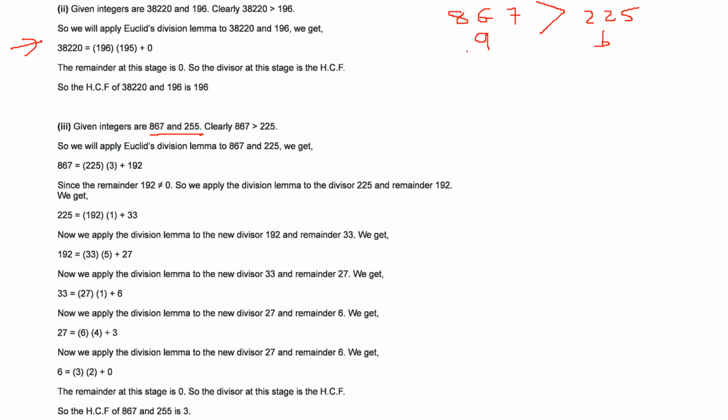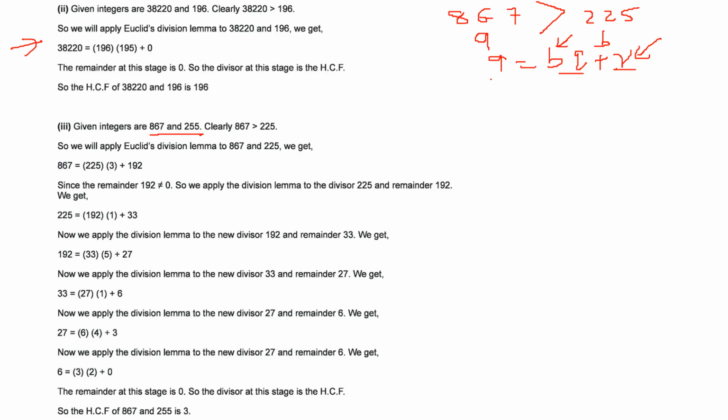Now we have to represent it in the form of A is equal to BQ plus R. This is the division lemma. And this R has to lie between 0 and a certain value, which is one of these. It cannot go beyond that. But we are trying to find out the HCF at that point where the remainder becomes 0. This B is going to be our HCF.